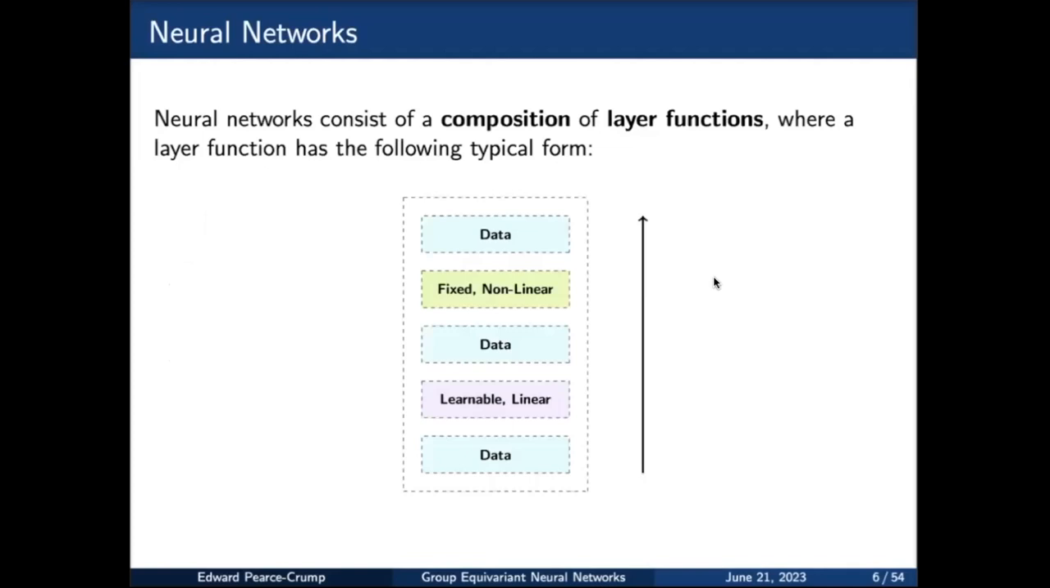Most of you probably know what a neural network is, but for the purposes of this talk, I'm going to go through it very briefly. We have a composition of layer functions. Here's a layer function. As you can see, data goes in from the bottom and comes out of the top, according to this arrow. The data gets passed through a learnable linear layer, so there are going to be some weights that we wish to optimize. The output of that gets passed through some fixed nonlinear layer. We just compose these layer functions together to get a trainable neural network.